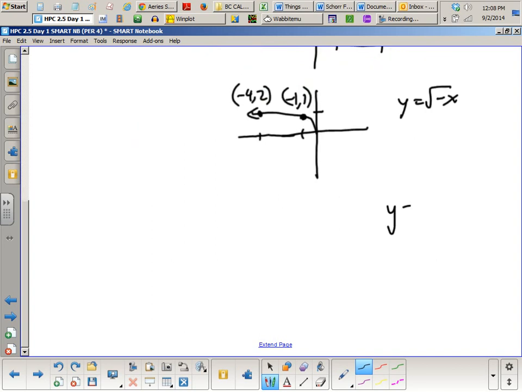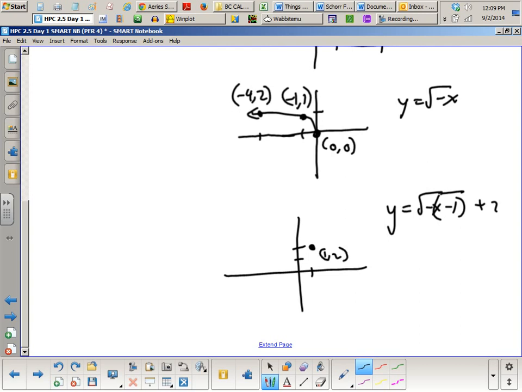Okay, so this is our final image. You're going to go right 1 and up 2 from where you are right now. So if (0, 0) is moved right 1 and up 2, it's going to go here. If you take (-1, 1) and you go right 1 and up 2, it's at (0, 3). If you take the (-4, 2) and you go right 1 and up 2, it's (-3, 6). (-3, 4), excuse me. And there's our graph.